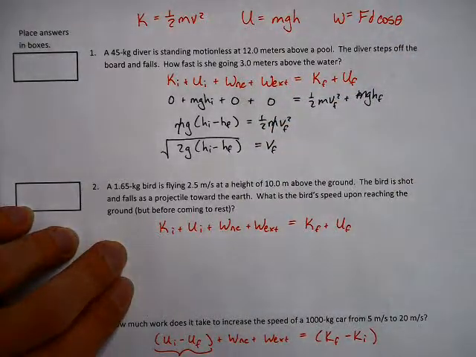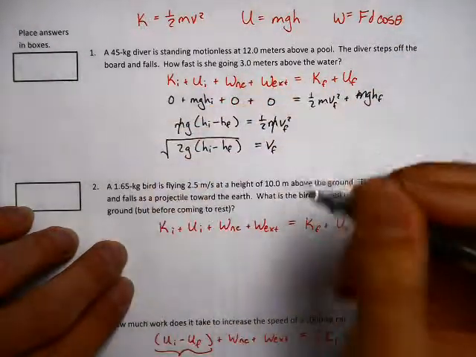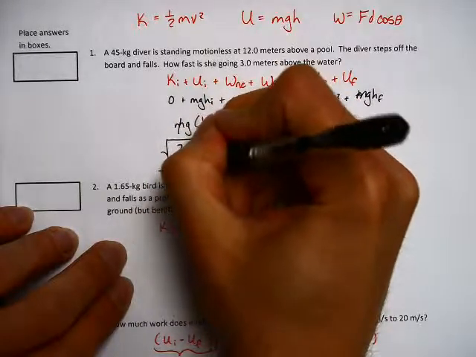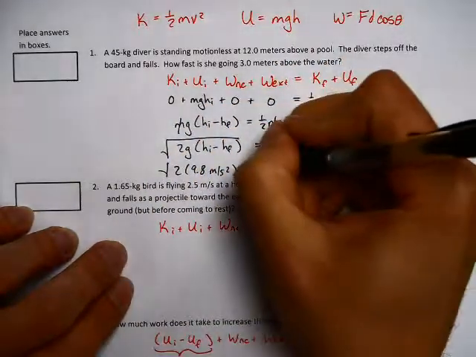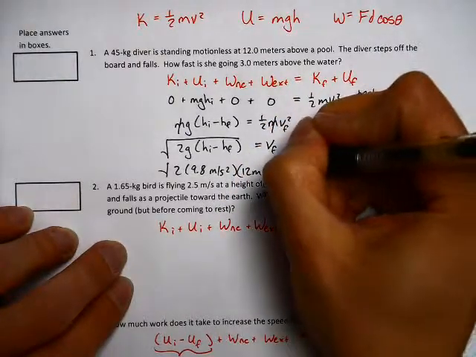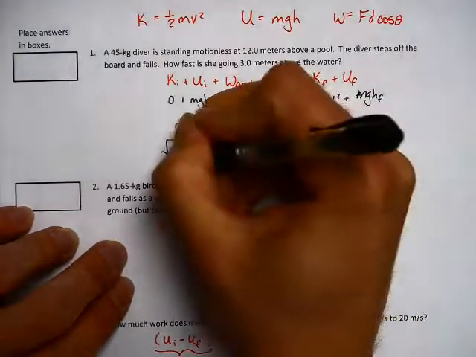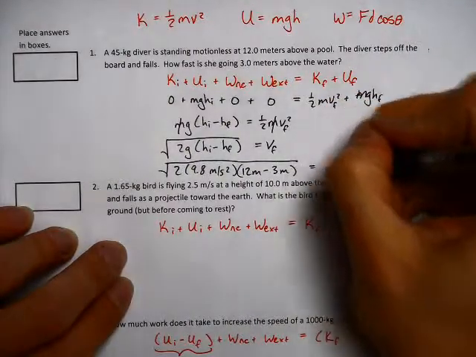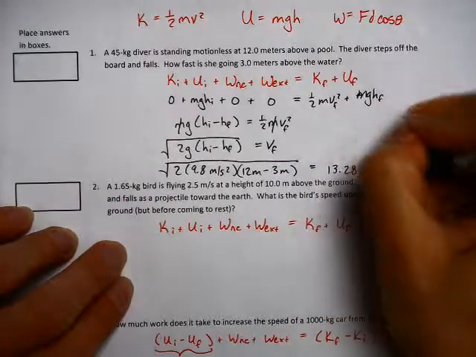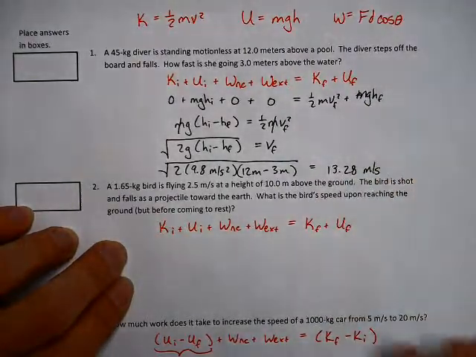speed. This is going to be equal to the square root of 2 times 9.8 meters per second squared times 12 meters minus 3 meters. And we take the square root of that, and we get 13.28 meters per second.